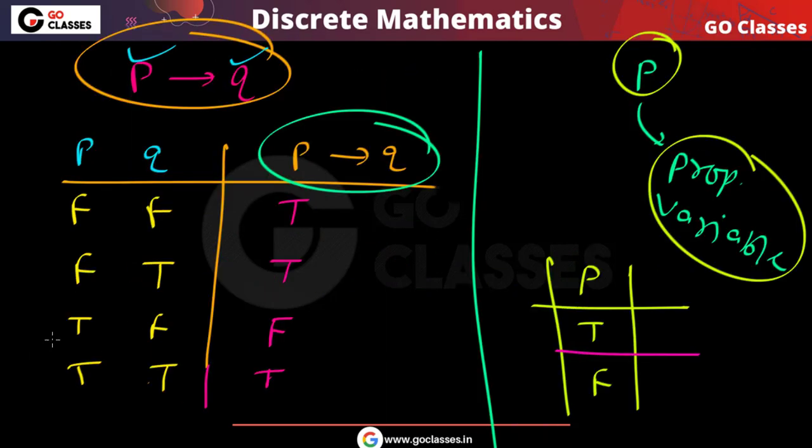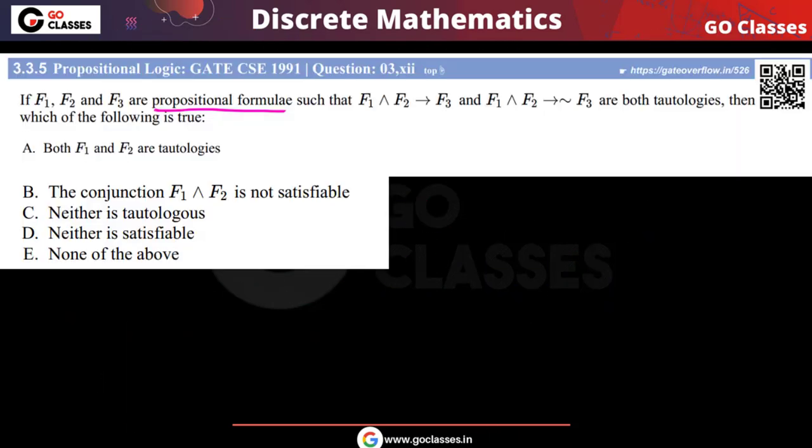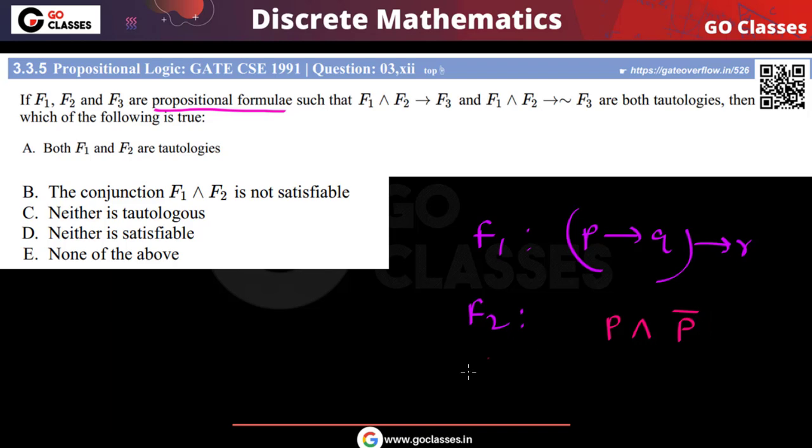Now let's come back to the GATE exam question that we want to solve. Here the question is that f1, f2, f3 are propositional formulas. Remember, we don't know what f1 is, maybe f1 is this, maybe f1 is that. I don't know what f2 is either. But they are propositional formulas, so they use some propositional variables.